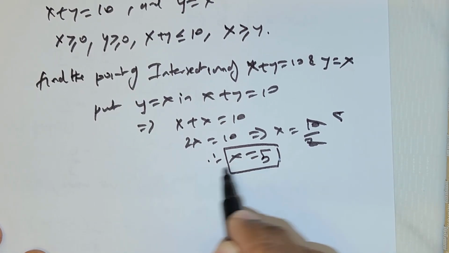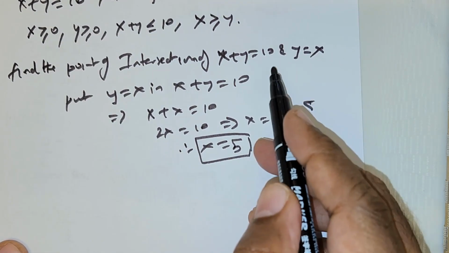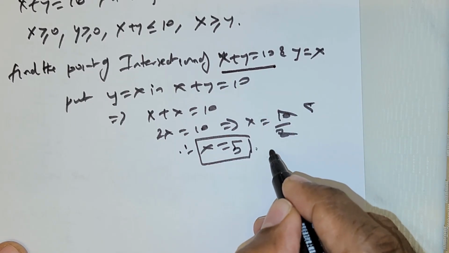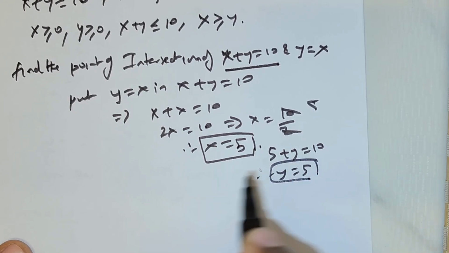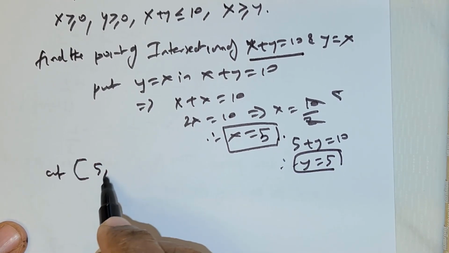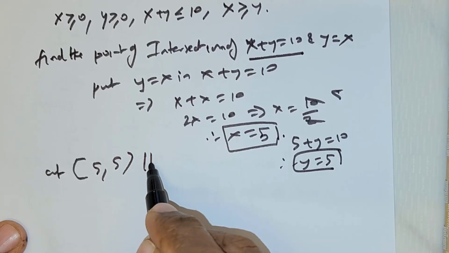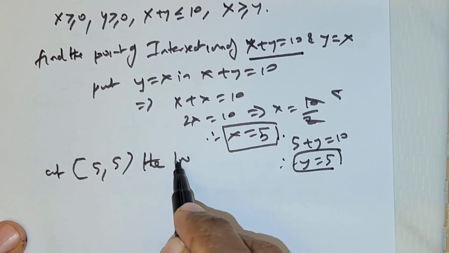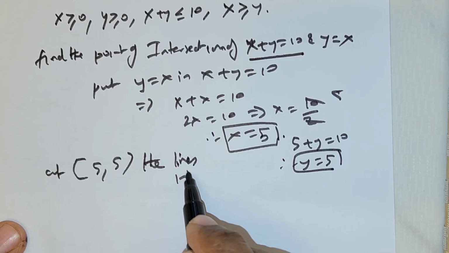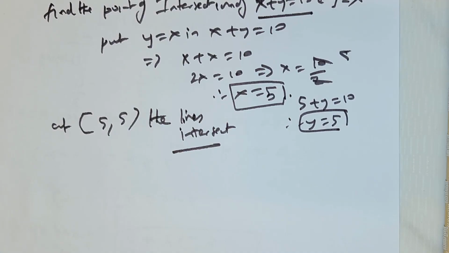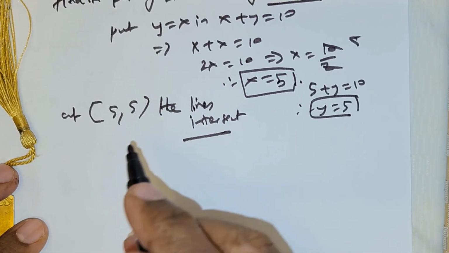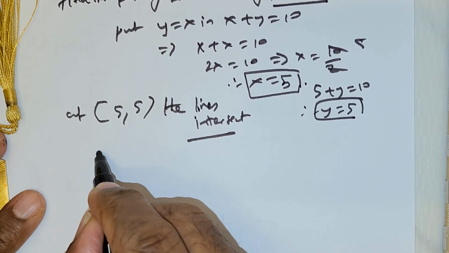So when x = 5, what happens to y? You put this in the original equation. 5 + y = 10, therefore y = 5. So at (5, 5), the lines intersect. Okay, so what we have to do is draw the graph, and we will also have to give the point of intersection.